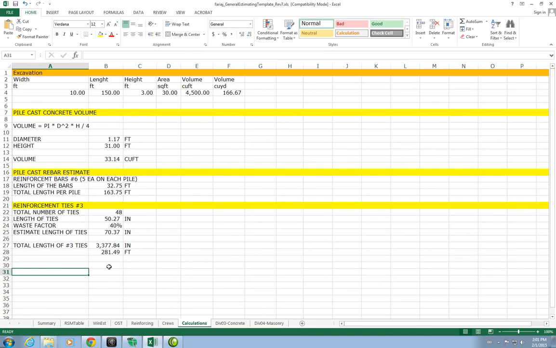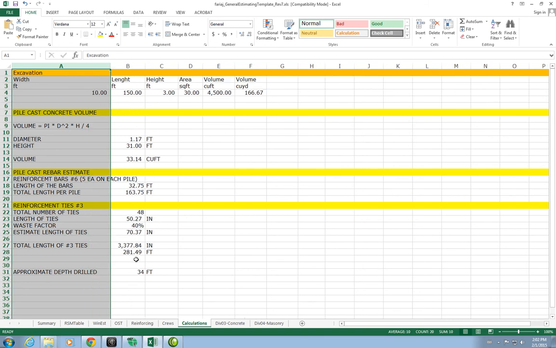So I'm going to type here approximate depth drilled, and I'm going to have here, just for my notes, 31 plus 2 plus another foot, so that's 34 feet, and that's going to be the number that I am going to use to estimate how deep we are drilling.